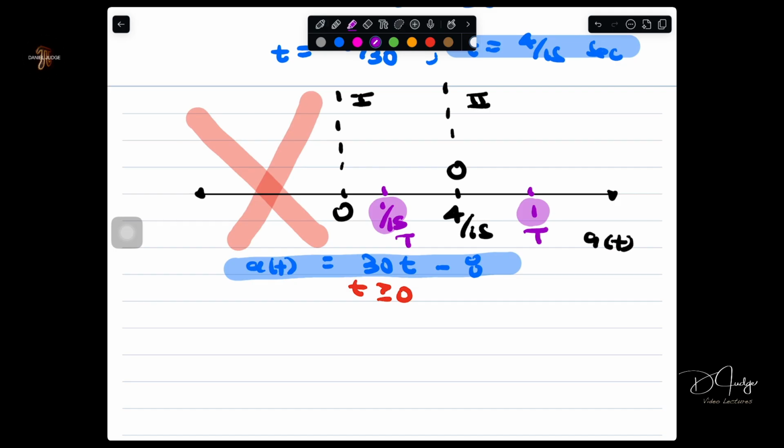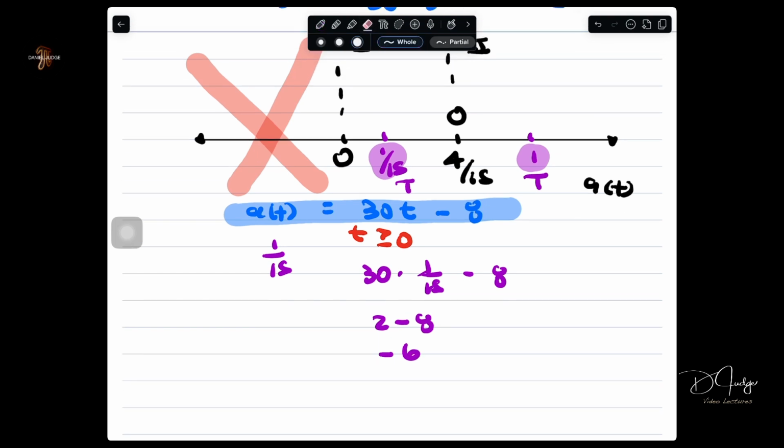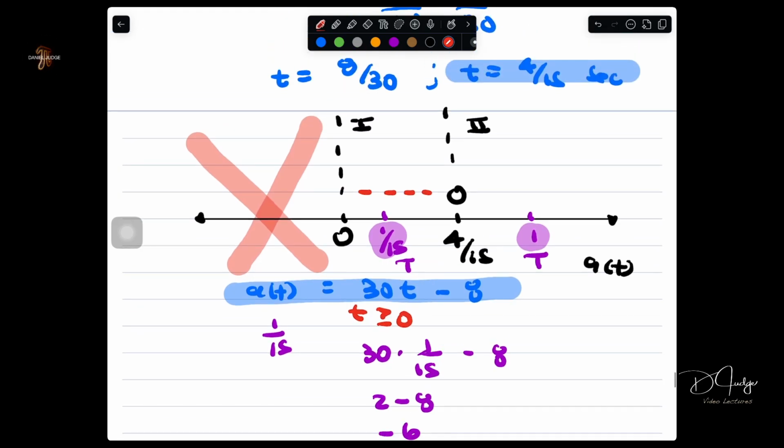I'm picking a number in region 1 I can test the sign with. So 1/15, we get 30 times 1/15 minus 8. That'll be 2 minus 8, which is -6. So double check: 30 times 1/15 is 2. So region number 1 is negative. The particle is being pulled to the left in region 1.